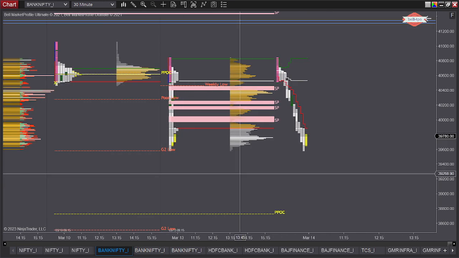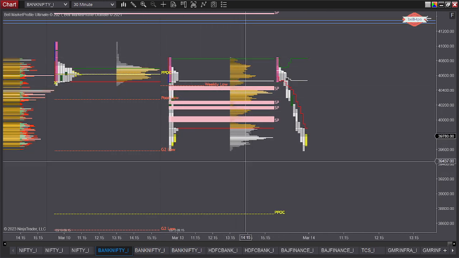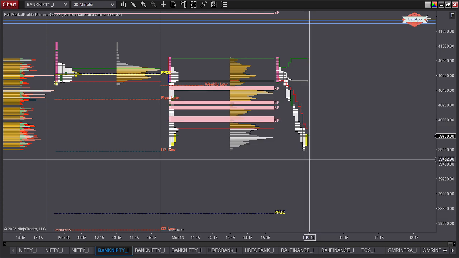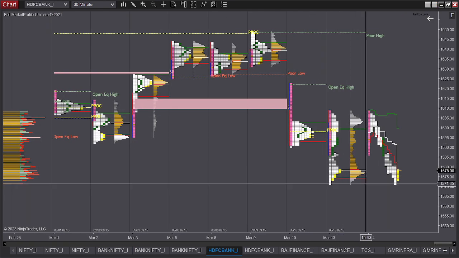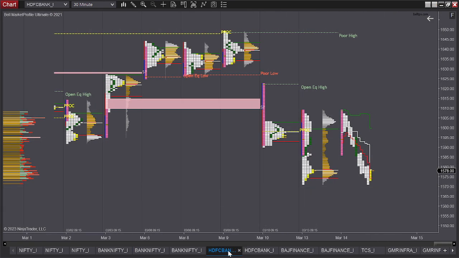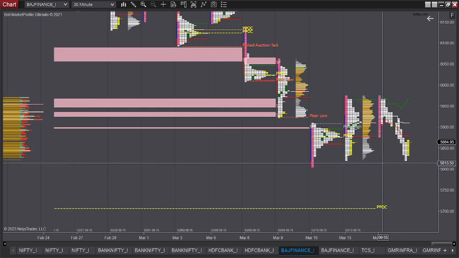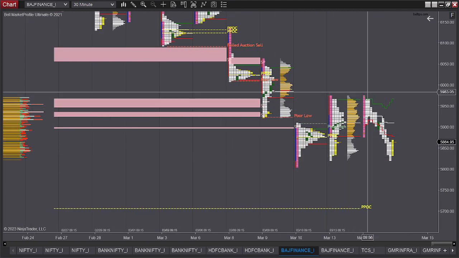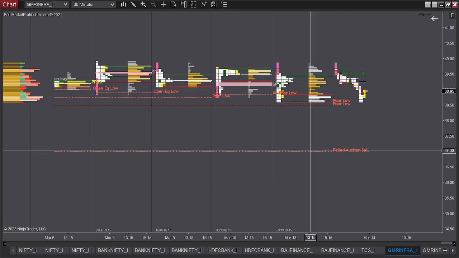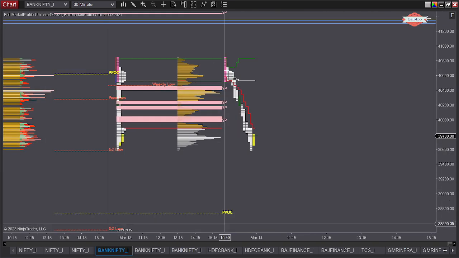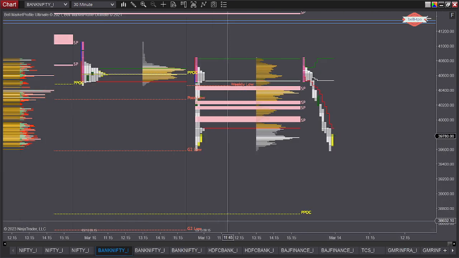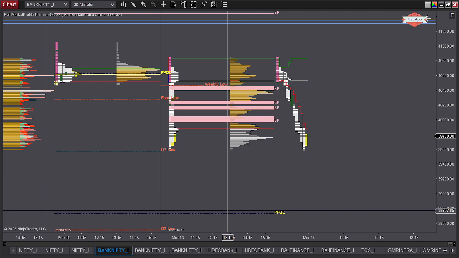Same with Bank Nifty, again the same view with 13 sessions. If you go for a stock, the chart looks the same way. This is HDFC Bank, this is Bajaj Finance, this is GMR. Any stock you want to take, this is how it will look. Basically we work on the 30 minutes activity, mainly for Nifty and Bank Nifty.